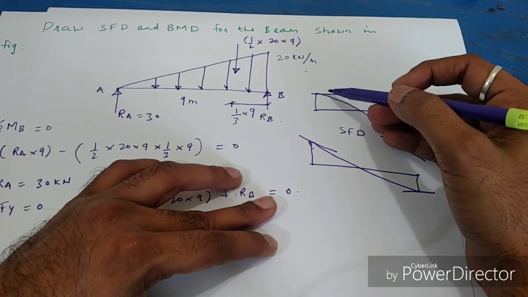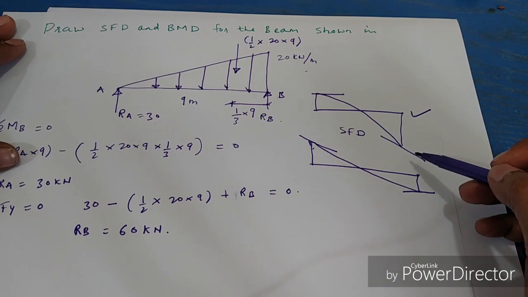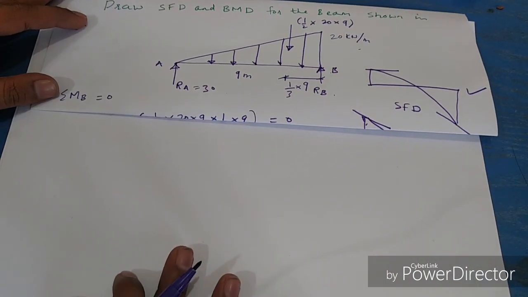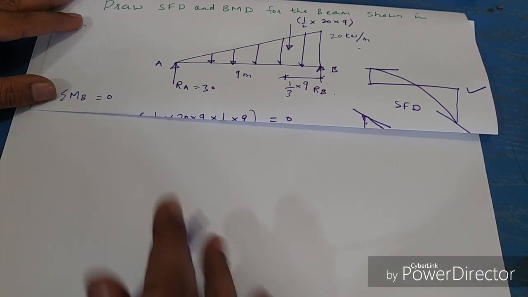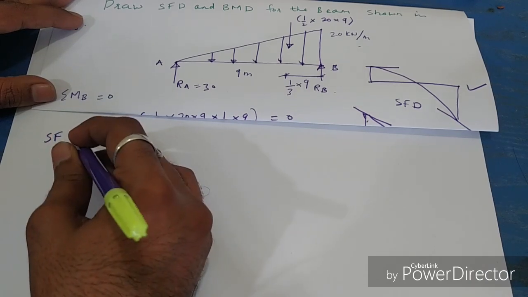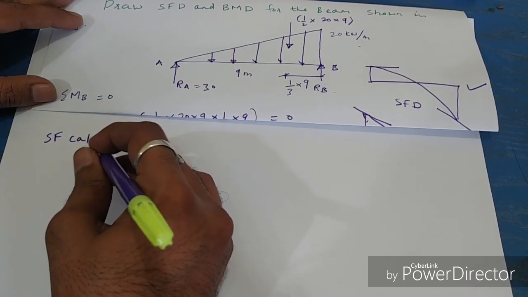We have to draw this diagram. At A the slope is very less, nearly equal to 0. At B the slope is very high. We can draw the SFD diagram, shear force diagram. Before that we need to calculate the shear forces at the points. So we have the step of shear force calculation.